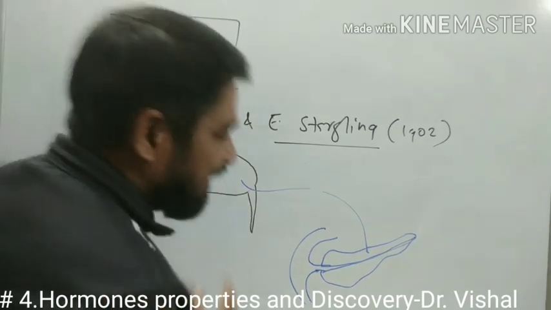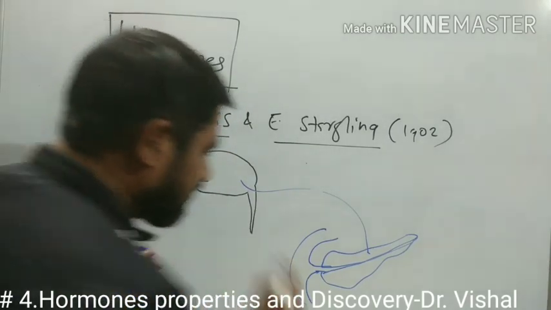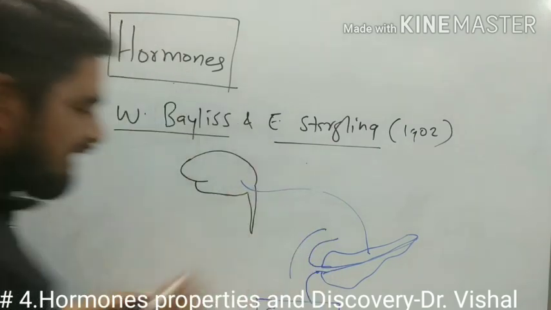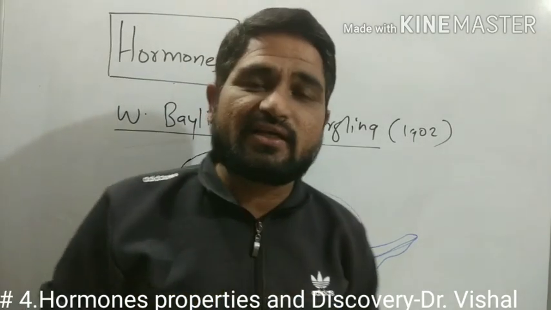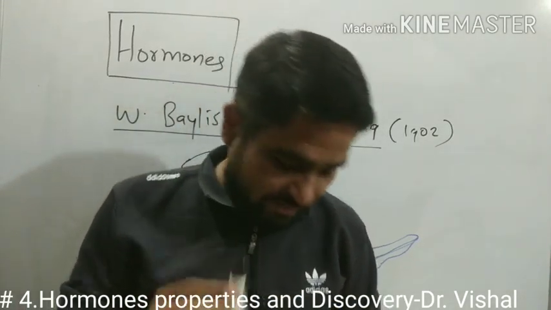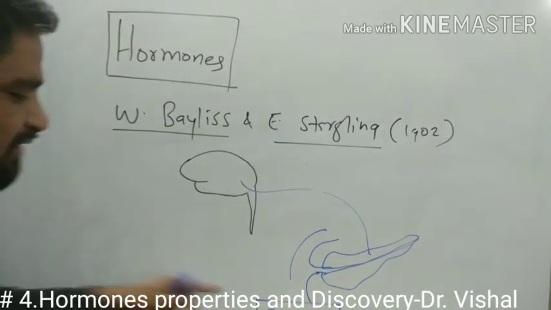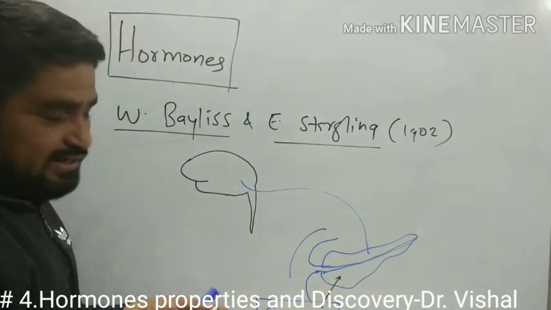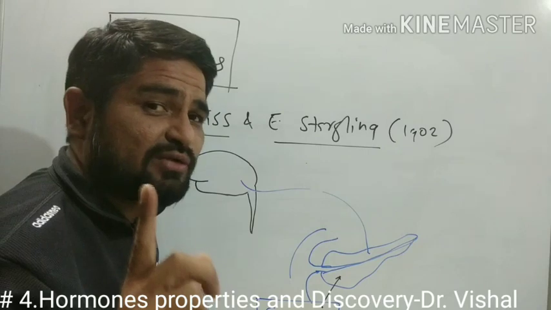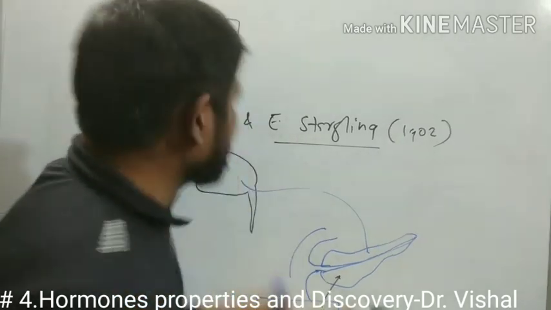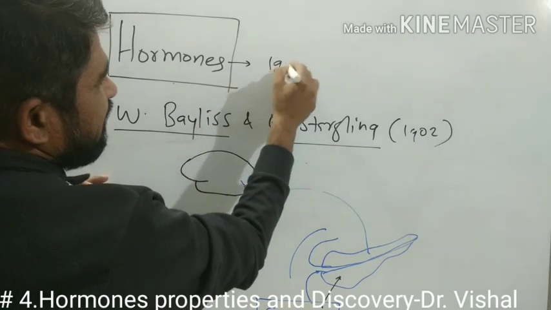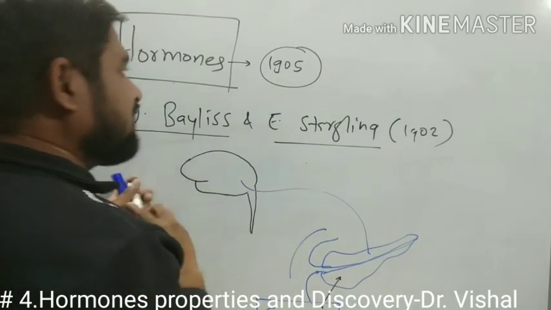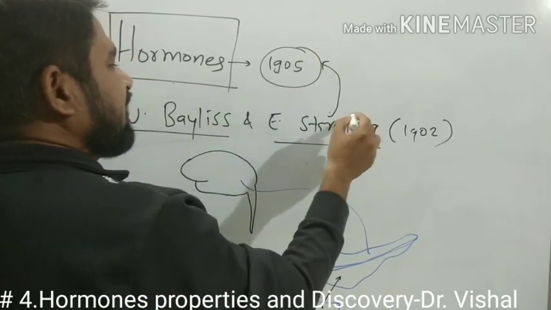Then Starling and Bayliss understood the hormone, which is known as secretin. You already studied the hormone secretin when we talked about the hormones produced by the GI tract. This secretin hormone is secreted by your gastrointestinal tract, and it controls the functions of the pancreas. So remember, secretin is the first hormone that was discovered by Starling and Bayliss. The experiment was performed in 1902, but Starling coined the term hormone in 1905.